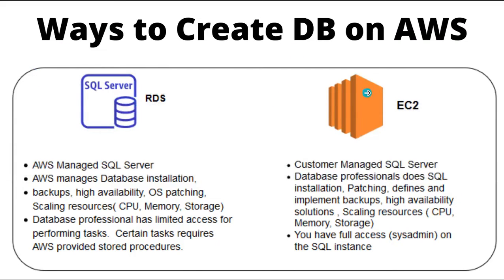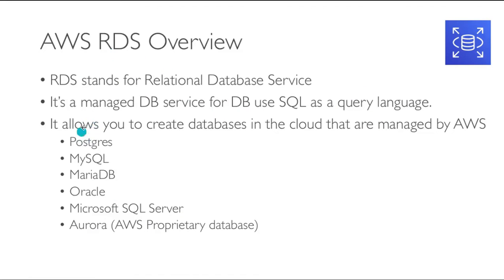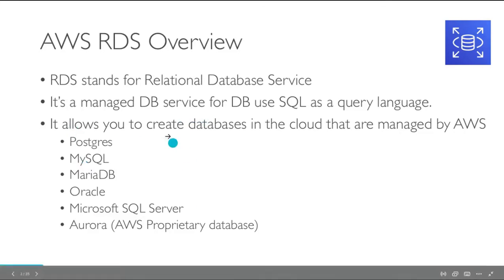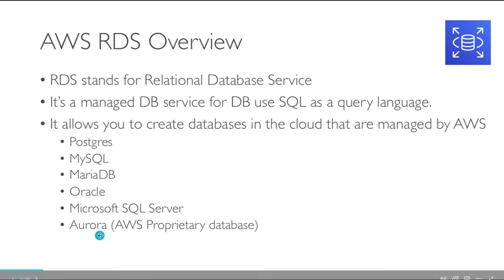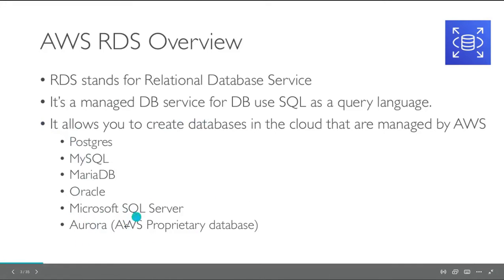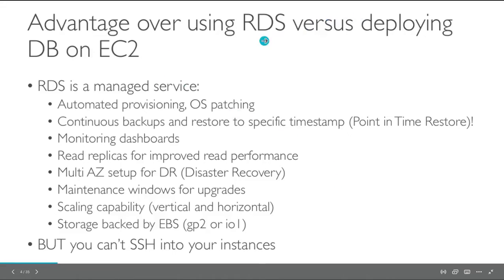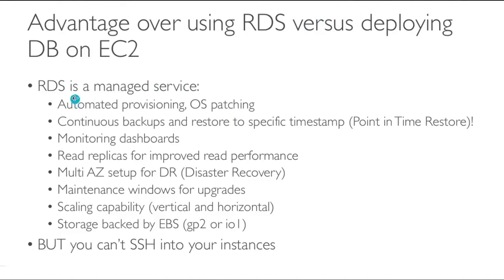So we have seen there are 2 ways. Then let's go and do the overview. So RDS stands for Relational Database Service, and it is a managed database service, which means everything is going to be managed by AWS, and it allows you to create databases like Postgres, MySQL, MariaDB, Oracle, Microsoft SQL Server, and Aurora as well, which is AWS's own database. So what are the advantages of using RDS? We have already discussed that, but let's go over them again.